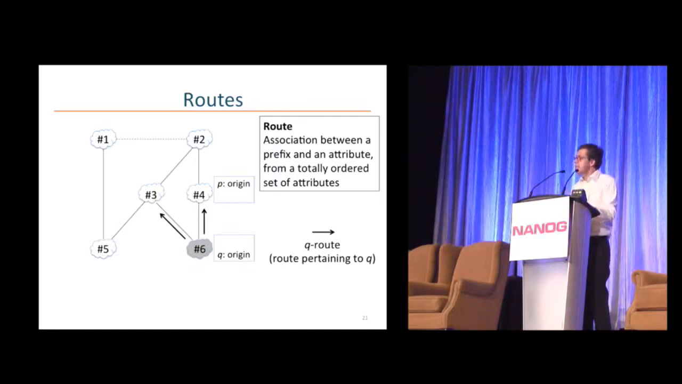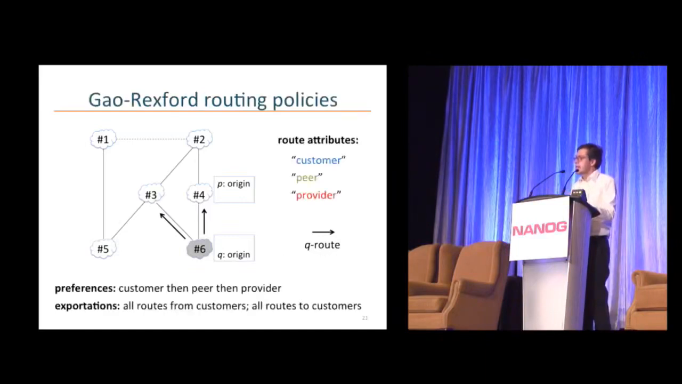So continuing with this example, the route sent by AS6 arrives at AS3 and AS4. AS3 and AS4 elect a customer route to reach Q. So in this case, they send their packets directly to AS6, the customer. And AS3 and AS4 re-announce the routes to their neighbors.